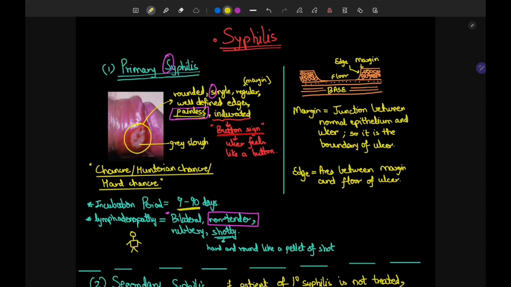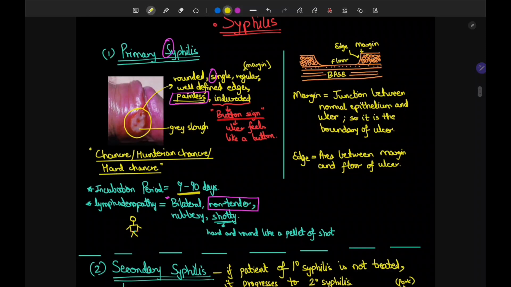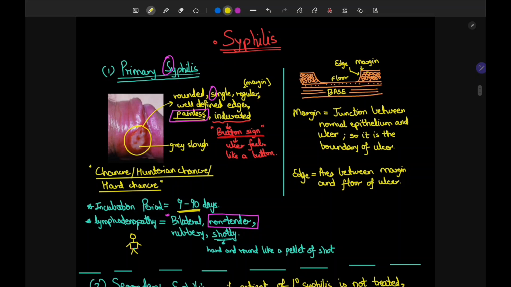It's going to spread like this to other parts of the body. We'll see in secondary syphilis, if it's not treated, it will spread all over the body. So automatically your mind should think that it must be bilateral lymphadenopathy, and this is non-tender, and the lymph nodes are rubbery and shotty. Shotty means it has hard and round feel, like a pellet of shots. So it's shotty lymph nodes, rubbery lymph nodes, and bilateral lymph nodes.